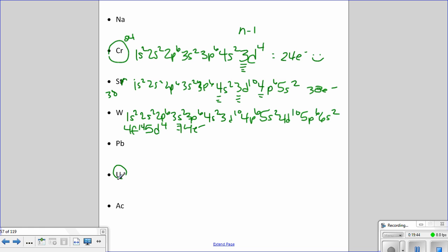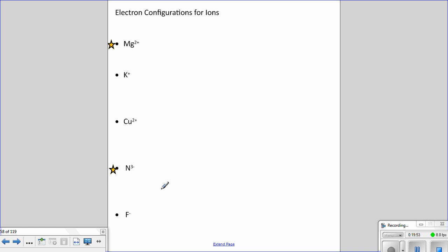Uranium is also a large one. It's number 92. So if you want to practice another one of those, uranium actually stops in F block. So that would be an interesting one to try.